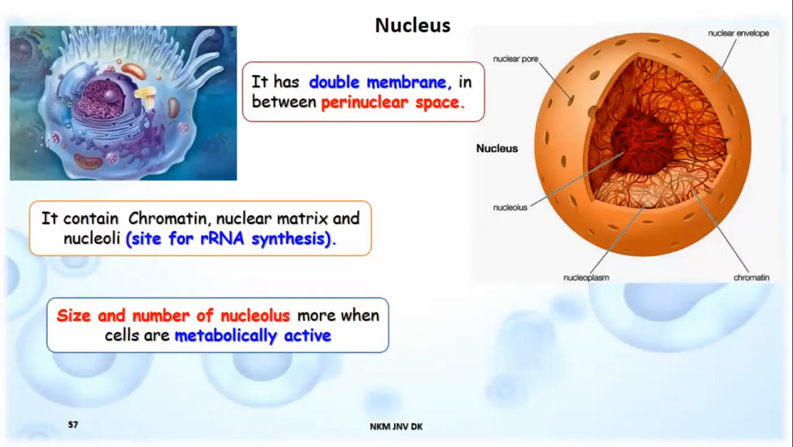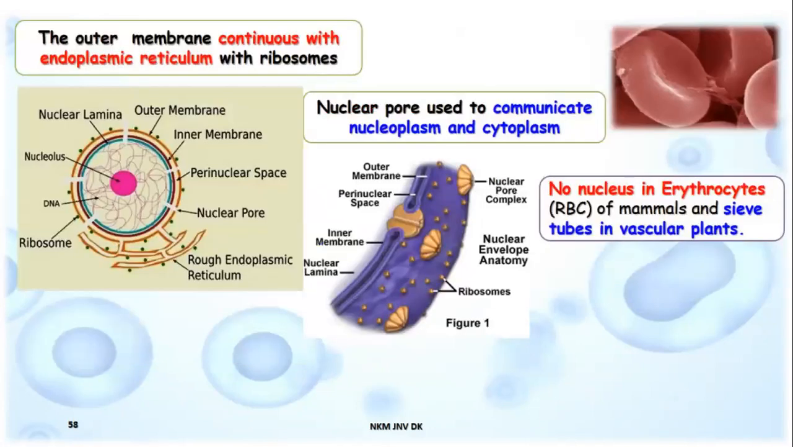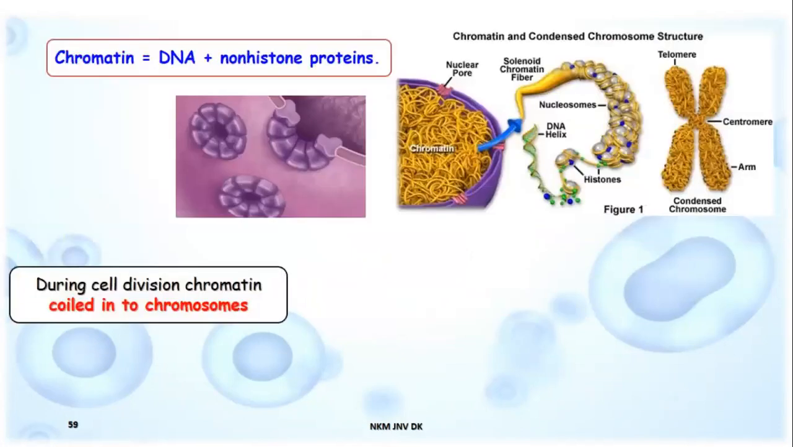The nucleus has a double membrane structure, and a perinuclear space is also present between them. It contains chromatin, nuclear matrix, and nucleoli. The size and the number of nucleoli are greater when the cells are metabolically active. The outer membrane is continuous with the endoplasmic reticulum, with ribosomes. Nuclear pores are used to communicate between the nucleoplasm and the cytoplasm. There is no nucleus in erythrocytes, the RBCs of mammals, and sieve tube elements in vascular plants.